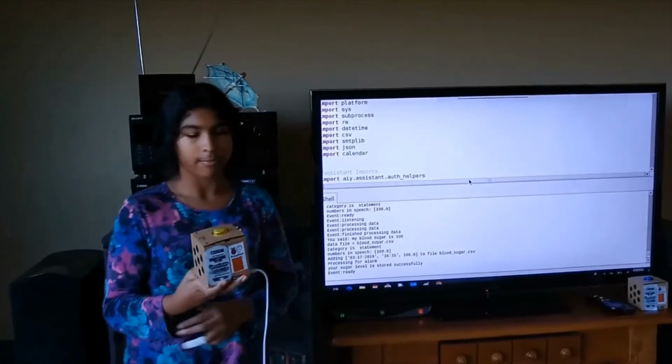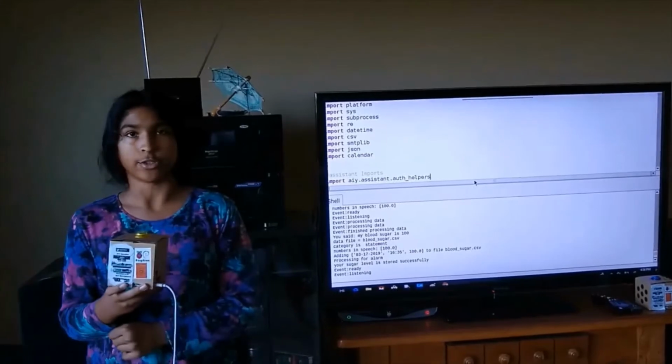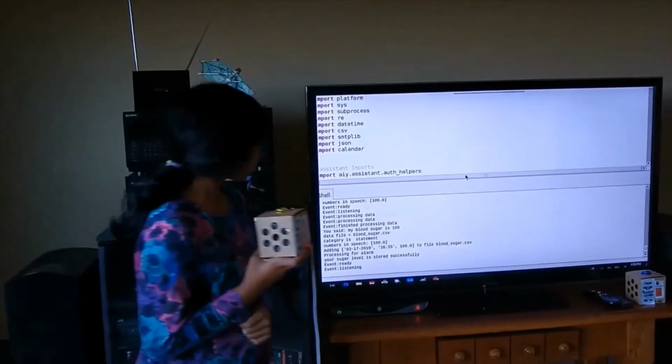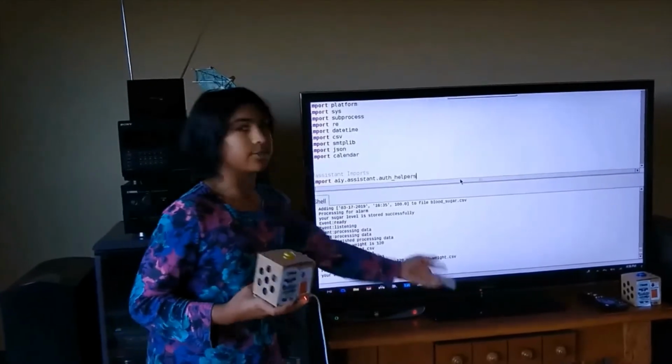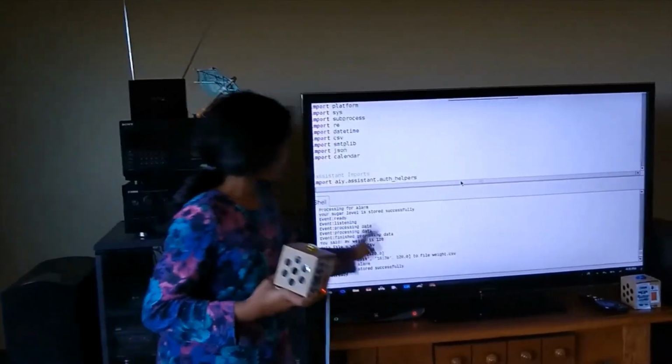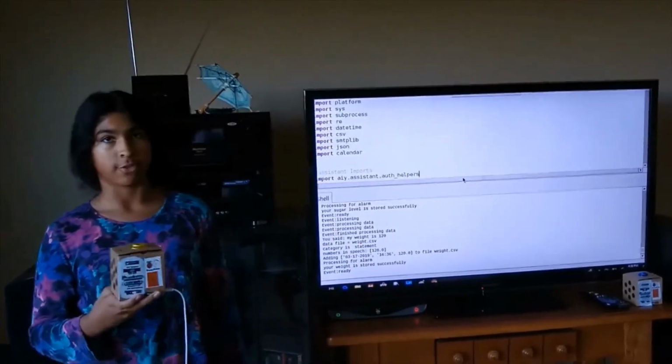And it can also do weight. Okay, Google, my weight is 120. Hello Piali, your weight is stored successfully. And again, it's a statement, I'm telling it to do something. But instead, it's saved to the file weight.csv, which is only for weight.